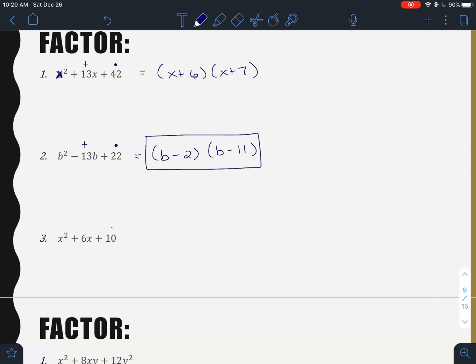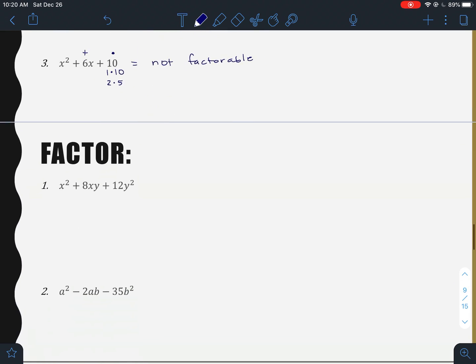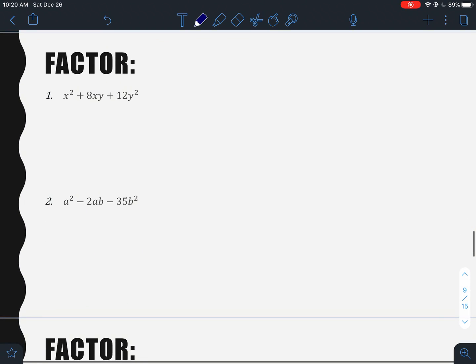On the next one, x squared plus 6x plus 10. I need two numbers. When I multiply them, I get 10, and when I add them together, I get 6. Well, the factors of 10 are 1 times 10 and 2 times 5. Neither of those will add together to get 6, so this is not factorable. So you can't factor it any further. That's going to be the expression. X squared plus 6x plus 10 is already factored. You can't do anything more to it.